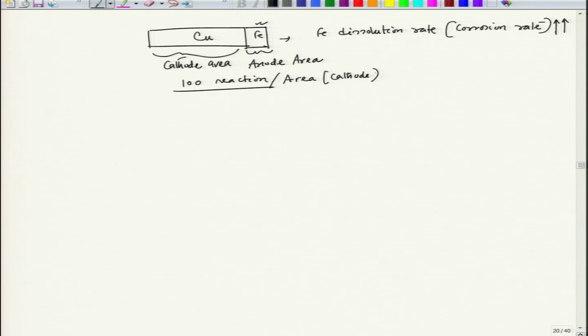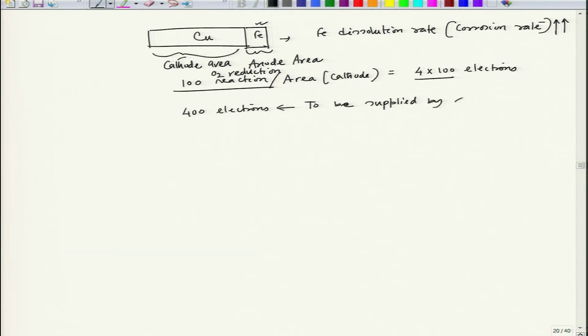this 100 reactions needs 4 into 100 electrons, and these are of course cathodic reactions, oxygen reduction in neutral solution. So, these many electrons need to be supplied by the smaller anodic area. So, this 400 electrons are to be supplied by the smaller iron area.